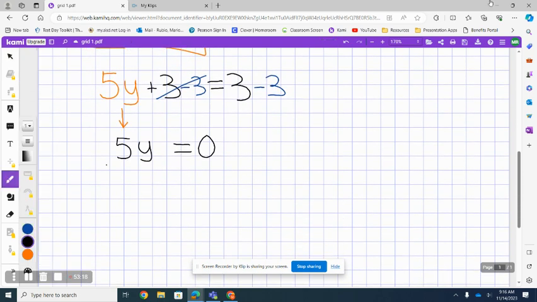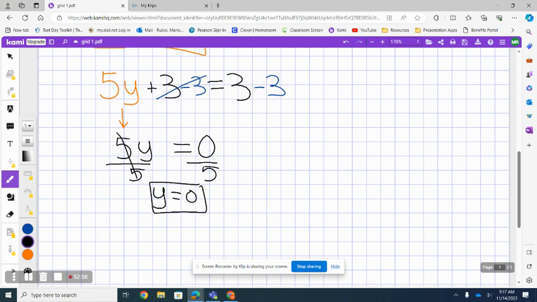Now I want to get rid of the 5. I divide by 5. Those cancel. And what happens? What's y equal to? 0. Okay. I don't know if they all give you that clue that y equals 0. If they don't, this is how you have to find the value of y.